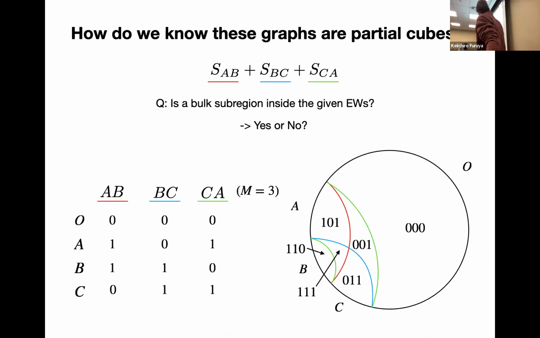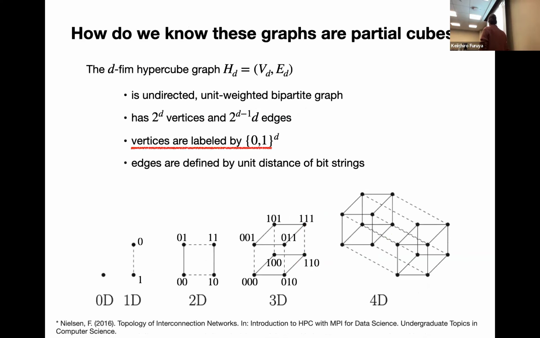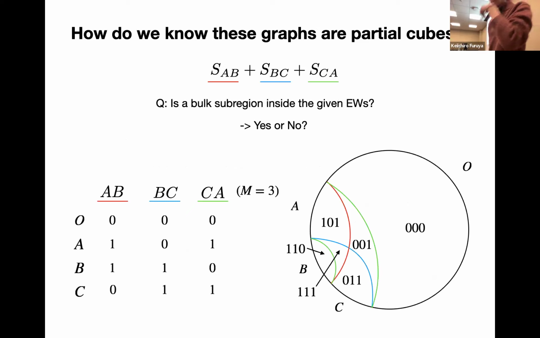Because if this graph is not a partial cube, then we don't need the holograph, and we don't have to talk about partial cubes anymore. But we're going to argue that this is a partial cube. So again, labeling the vertices with binary strings is the defining property of a partial cube. So here we're going to think about where this binary string comes in.